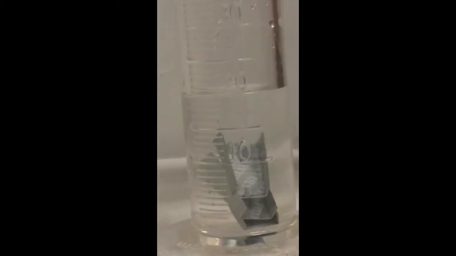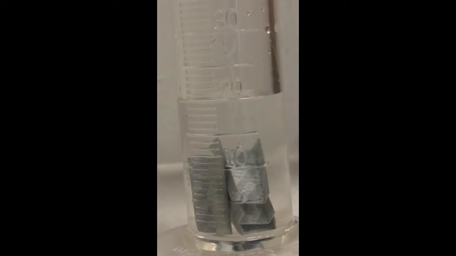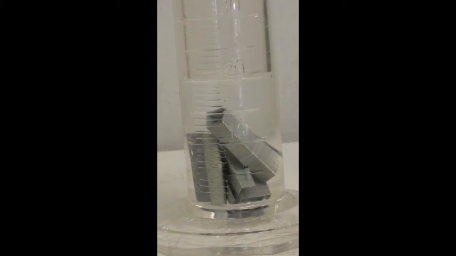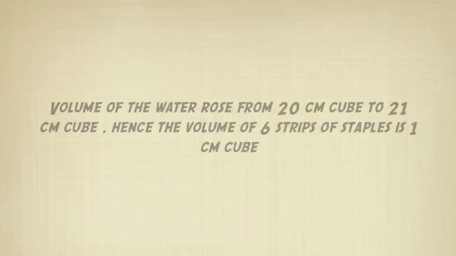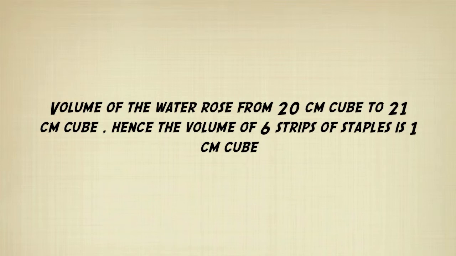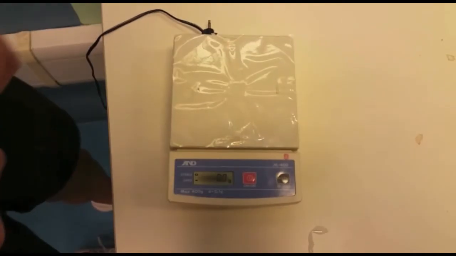By subtracting volume 1 from volume 2, we can find the volume of 6 staple strips. It is important to make sure that no staple strip is above the water level such that the reading will be accurate. The volume rose from 20 cm3 to 21 cm3, hence the volume of 6 staple strips is 1 cm3.